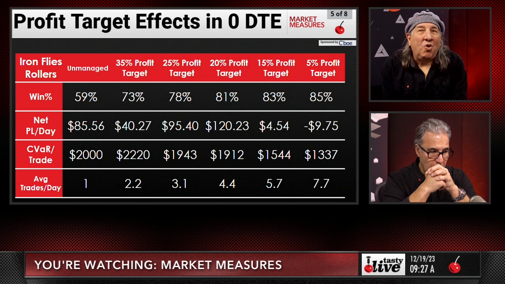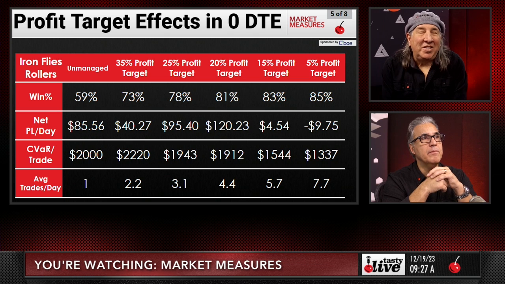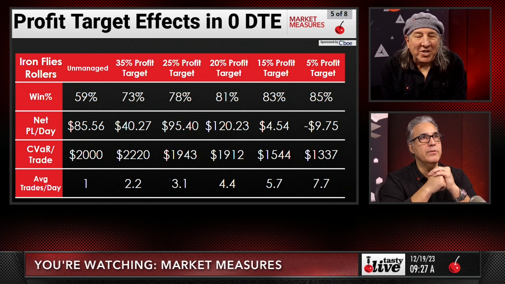Yep. These were all better when you waited to 20 or 25%. And they're better on the non-rollers and on the rollers for iron flies. But these are like 4 or 5 trades a day. Yes, it's pretty aggressive. Okay, let's go.